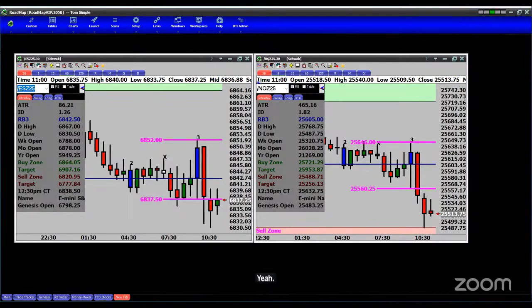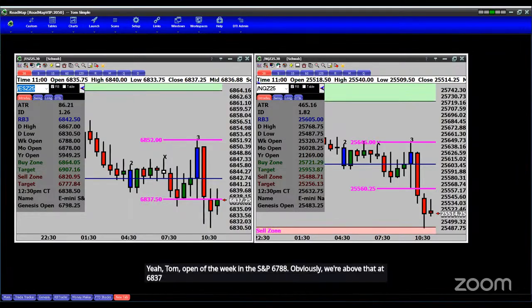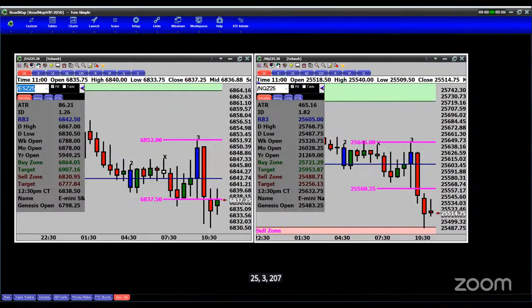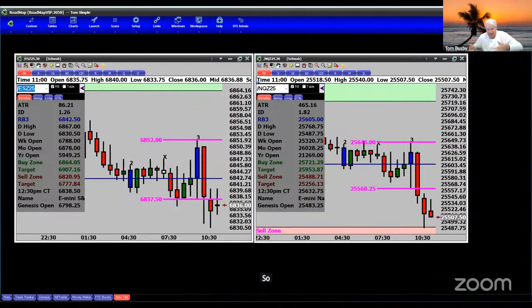Yeah, Tom, open of the week in the S&P 67.88. Obviously, we're above that at 68.37. Open of the week in the NASDAQ 25,320.75. We're above that at 25,514. So I agree with you. Definitely profit taking. So it's profit taking, not a sell-off, which means it's an opportunity.